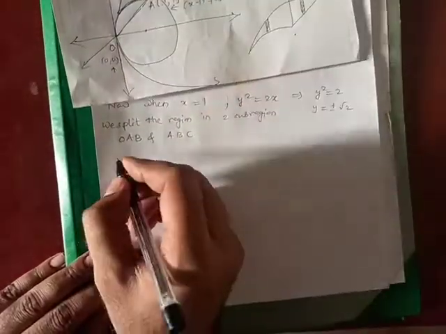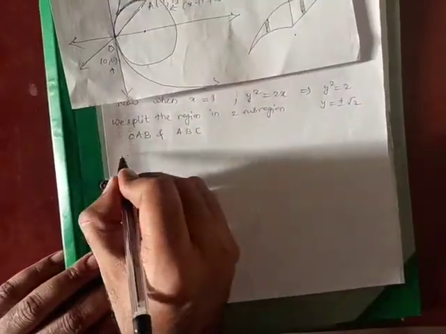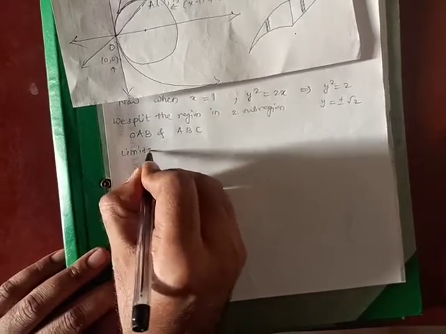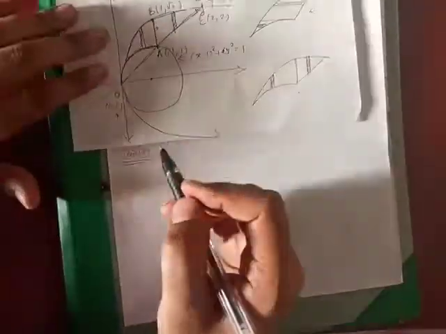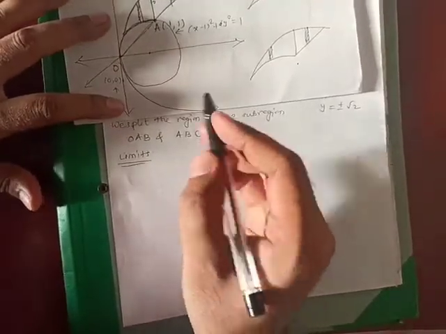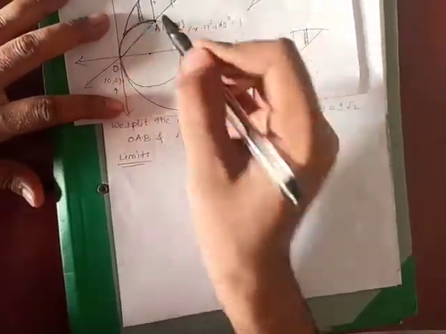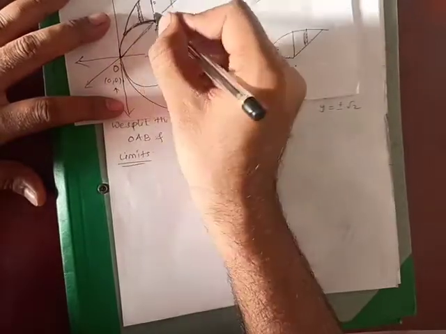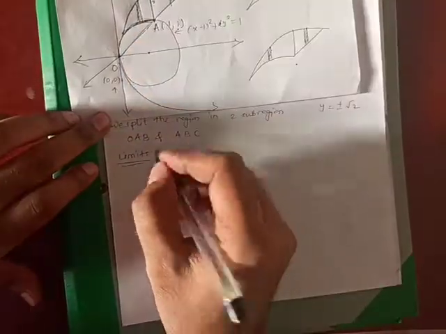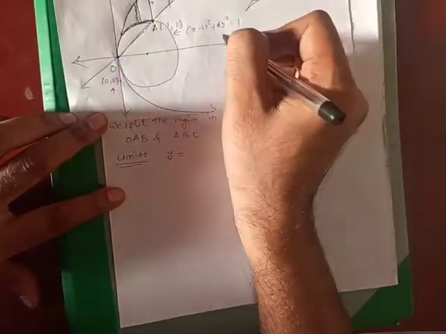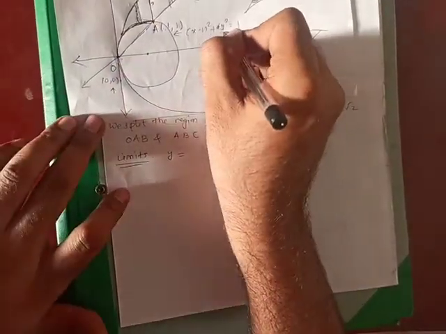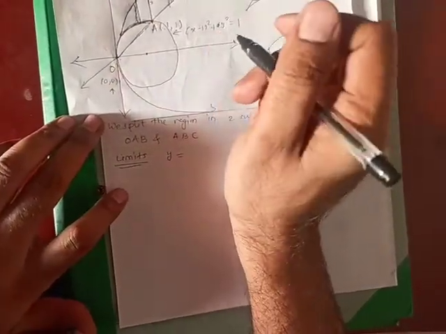And therefore now, what are the limits? If you have taken a strip parallel to y-axis, the limit of OAB, limit of y will be from this curve to this curve. This is the curve for the strip parallel to y-axis, so the limits of y will be from this curve to this curve. Now what will be the limits of x here?